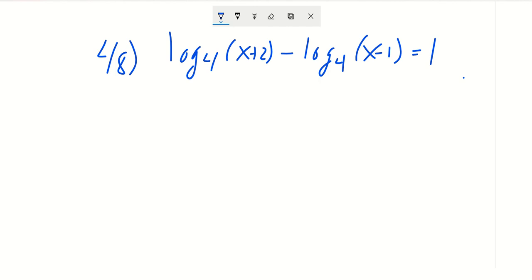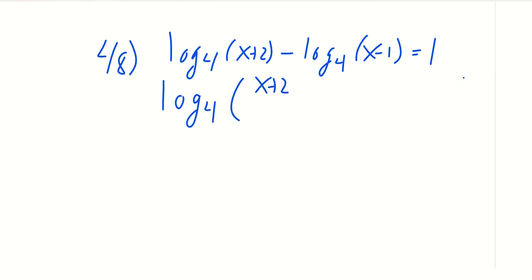This problem is going to be solved the same way. We have logs on just one side and a number on the other. So we're going to use properties of logs to condense the left-hand side. That's going to be the quotient rule. We get log base 4 of x plus 2 divided by x minus 1 equals 1.